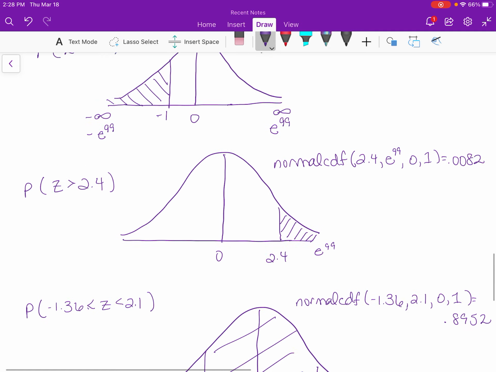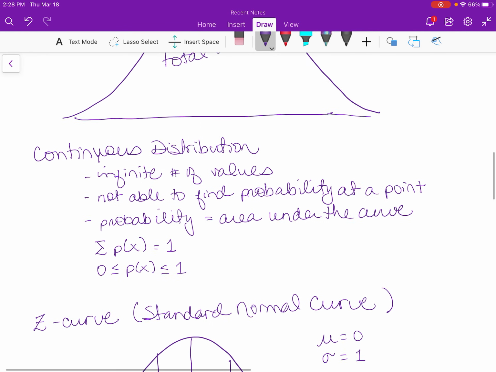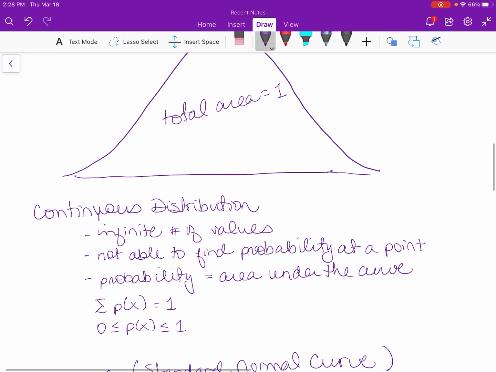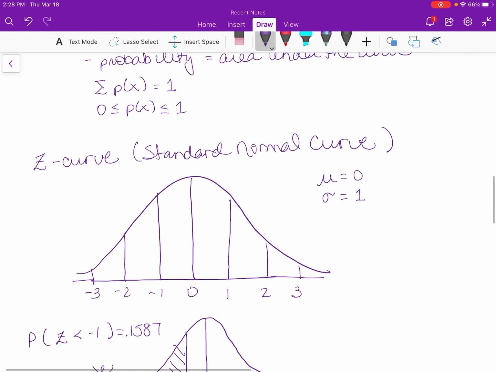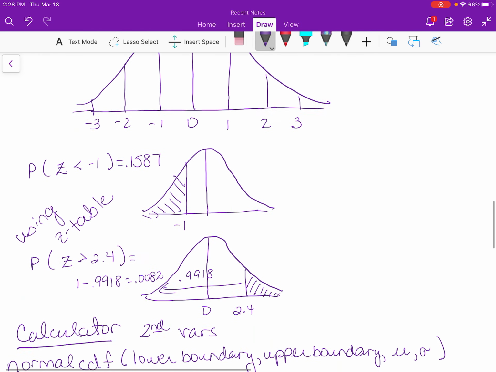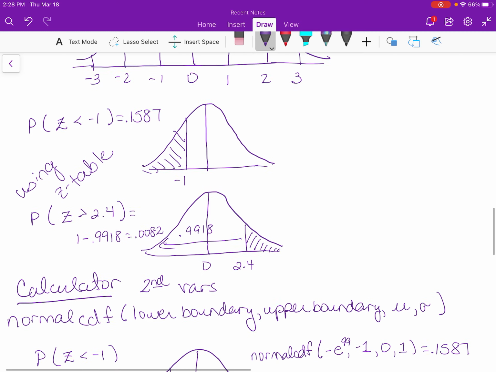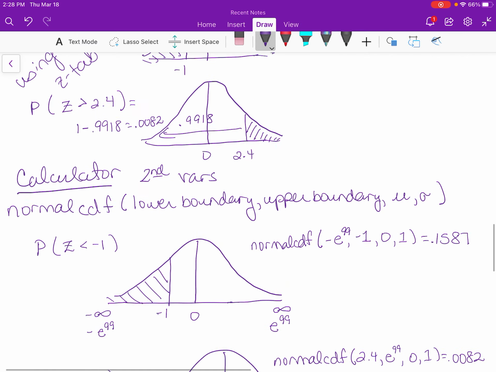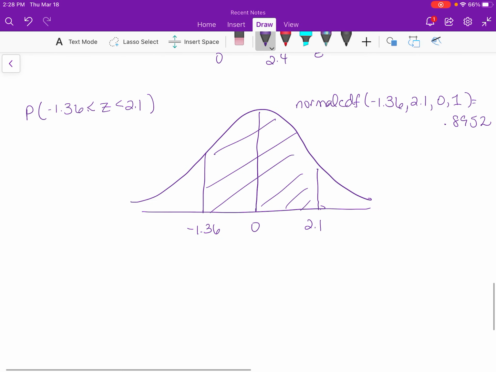So that kind of shows you where we're headed. We're going to be using the normal distribution curve for a lot of things from here on out. We know that the total area under the curve is equal to 1. The standard normal z-curve has a mean of 0 and a standard deviation of 1. And to find any of the probabilities, I need to draw it, shade it, so that I can tell what my lower bound is, my upper bound, and then my mean of 0, my standard deviation of 1. And that is the end of section 5.1.